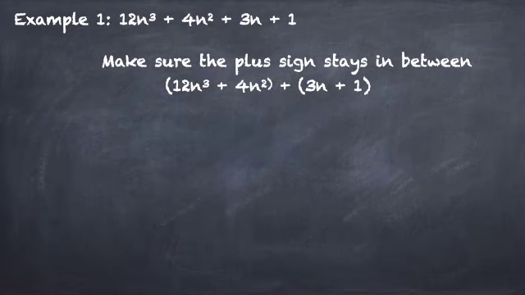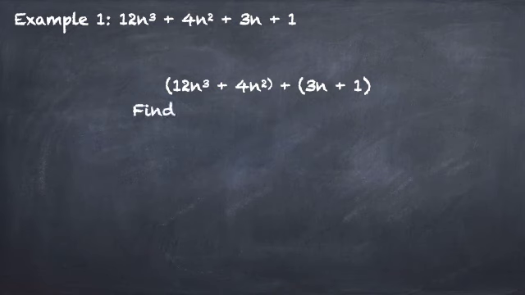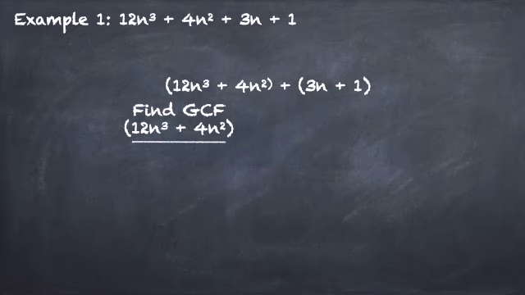First thing we are going to do is find our GCF. I'm only going to do one of the factors, because for the other one, 3n plus 1, I can already see that the only GCF it has is 1, because 3 is prime, 1 is prime. So 12n cubed plus 4n squared: I will find the GCF. They both have n's. They're both even. I know I can take out a 2. However, I know that 4 also goes into 12, so 4 would be my GCF.